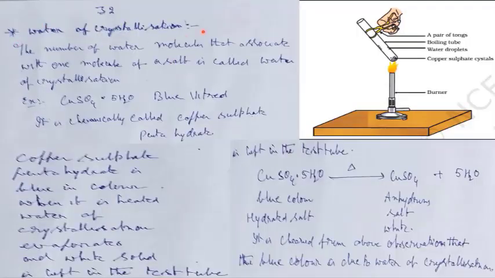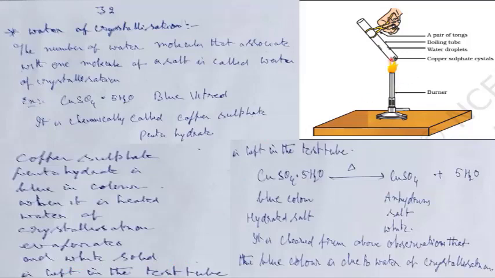Water of crystallization. The number of water molecules that associate with one formula unit of a salt is called water of crystallization. In copper sulfate 5H2O, which is referred to as blue vitriol because it is blue in color, it is chemically called copper sulfate pentahydrate. When copper sulfate pentahydrate, which is blue in color, is heated, the water of crystallization evaporates and a white solid is left in the test tube.